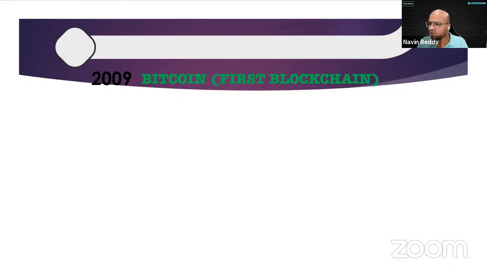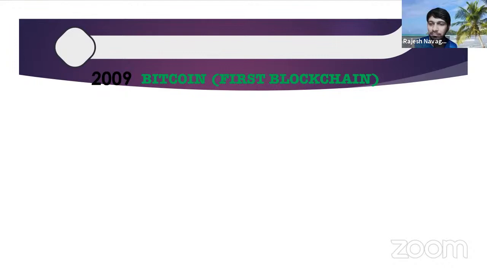Now, who is the founder of Bitcoin? Anyone? Satoshi Nakamoto. Not Satoshi. No, Satoshi. He's not Indian. It's Satoshi. It's a Japanese name, maybe. So it's Satoshi Nakamoto.